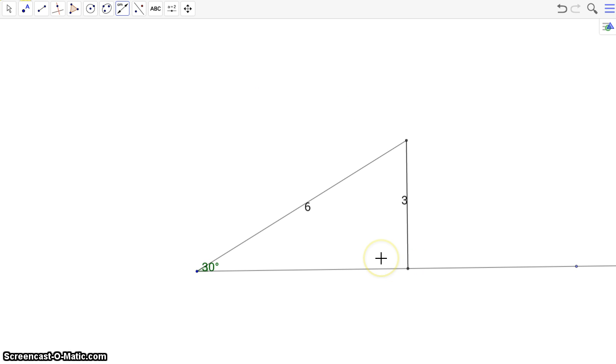So what's the difference? If I go back and measure this angle where it hit, it turns out to be 90 degrees. So angle side side does work. 30 degrees, 6, and 3 gave us one unique triangle, a triangle that happened to be a right triangle. And so we're not going to use angle side side as our congruence. We're going to have what we call HL, which is a way for us to show that two right triangles are congruent.